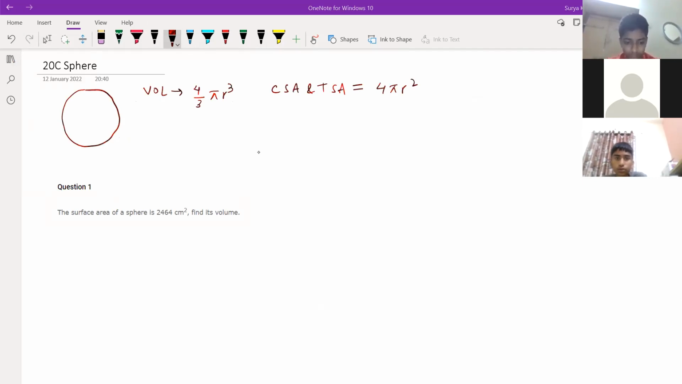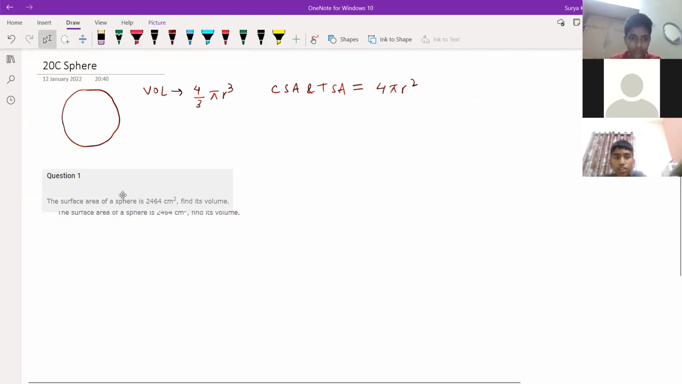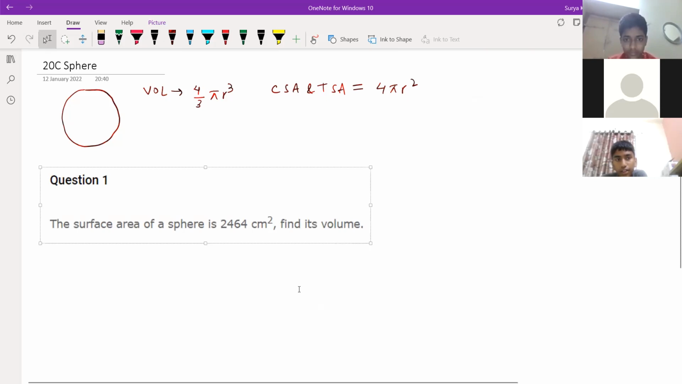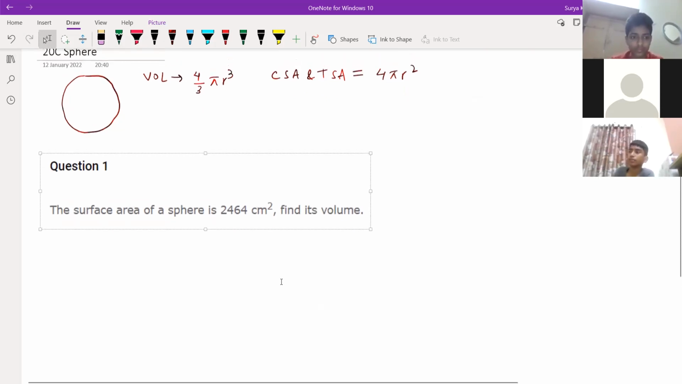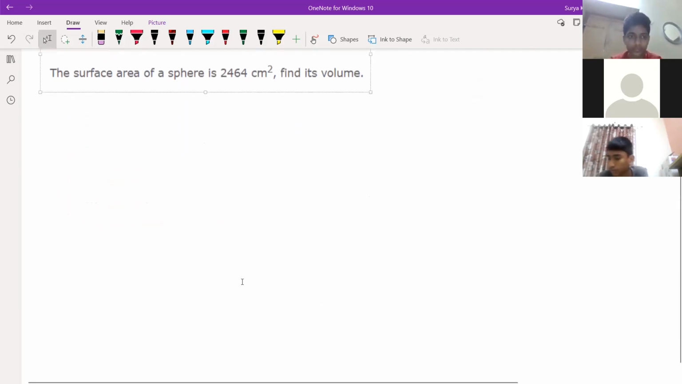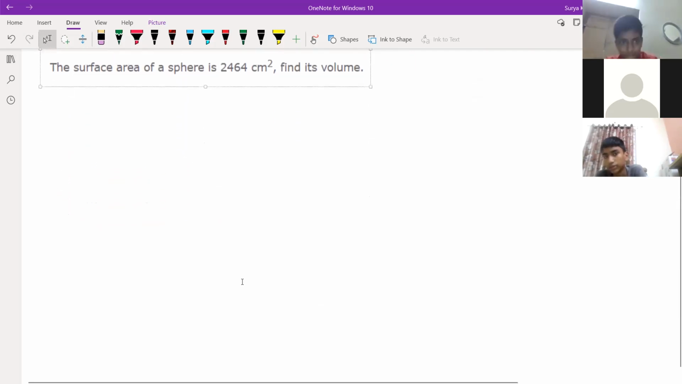R cube. CSA you are saying? CSA part? Yes, sir. Krishna, area is always square only, okay? It's not cube, remember. 4 pi r square, this is 2-dimensional, no? The power 2 on r comes in area, right? In 3-dimensional, power 3 will come.